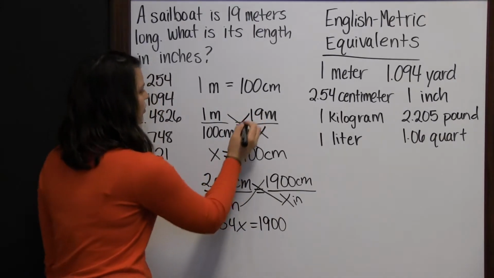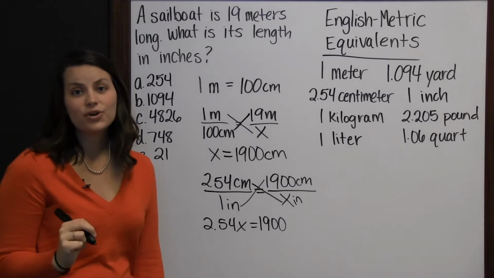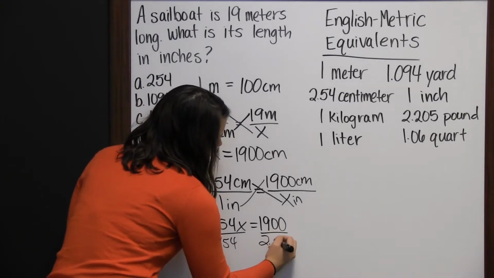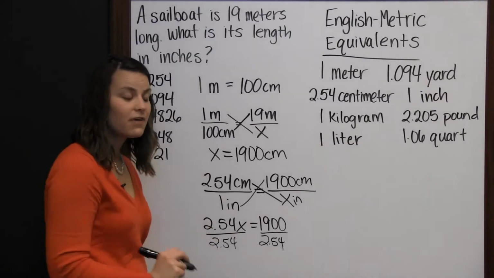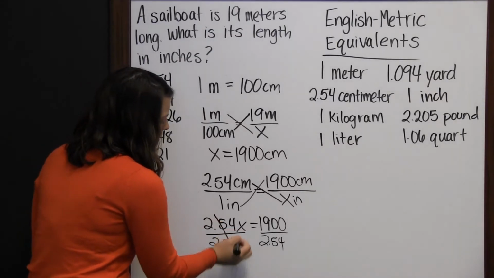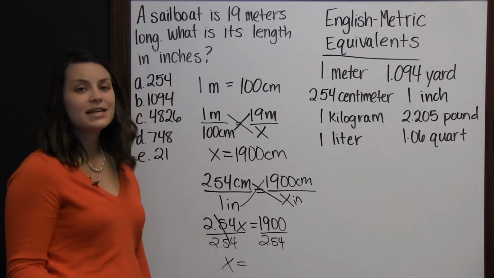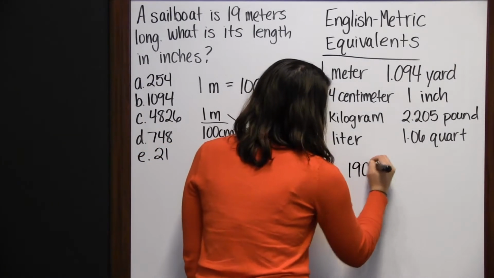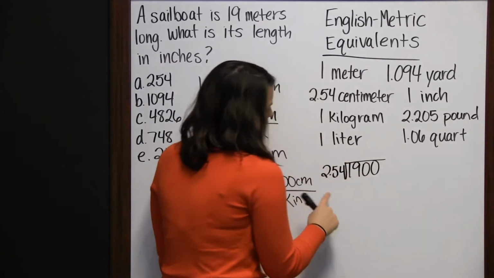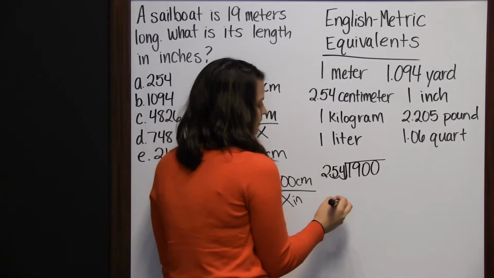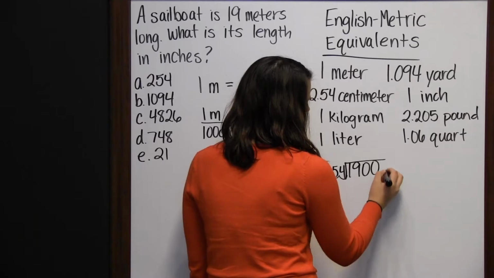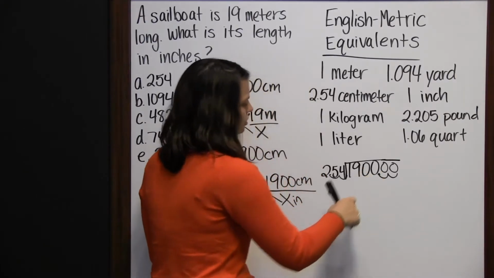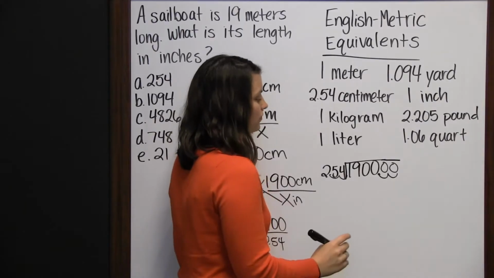And I forgot to put my little line up here, so I'll do that. And now we need to solve for x, which means dividing both sides by 2.54. 2.54 divided by 2.54 is 1, times x is x, and that equals 1900 divided by 2.54. So we need to do some division. Which means I have to move this decimal 2 places to the right. So I have to take my decimal 1900 and move it 2 places to the right, which means adding 2 zeros. So now my number is 190,000 being divided by 254.